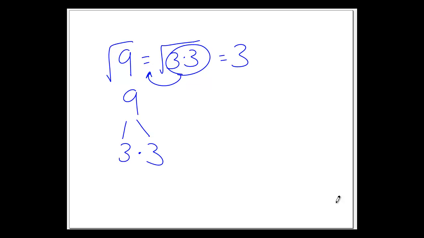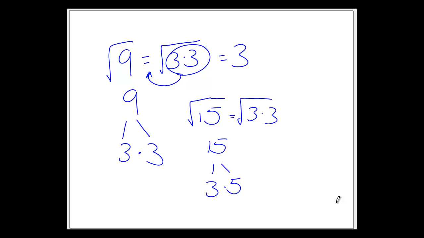Okay? Now, we can do this for others as well, like the square root of 15. Now, 15 can be written as 3 times 5. 3 and 5 are both different, so there is no 2 of the same thing to put underneath the radical sign. So you cannot, I'm sorry, I wrote a 3 instead of a 5. So you cannot reduce it, and your answer will just be the square root of 15.